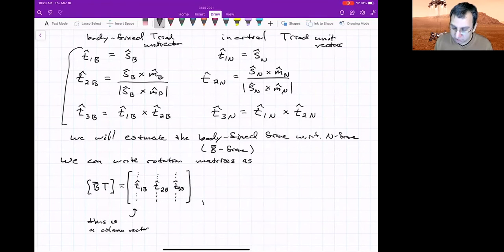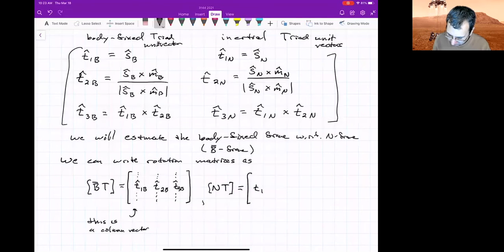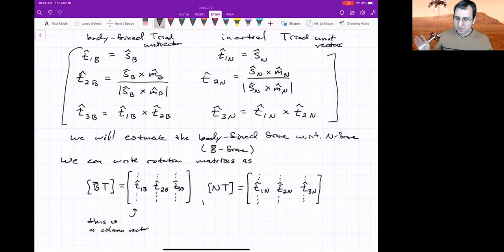And we could also construct how the inertial frame relates to the triad frame. And we're writing it this way, NT, so that we could, again, just write what we've got over here as our inertial triad unit vectors, again, as column vectors. So this is T1N hat, written as a column vector, T2N hat, column vector, T3N. Like these aren't ones, these are just dots to remind us it's a column vector. There we go. So we've populated 2 3x3 matrices.